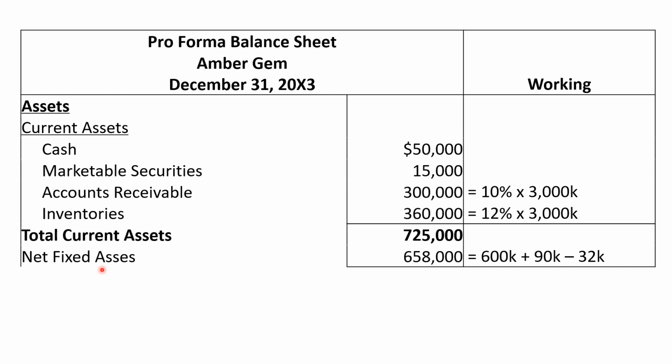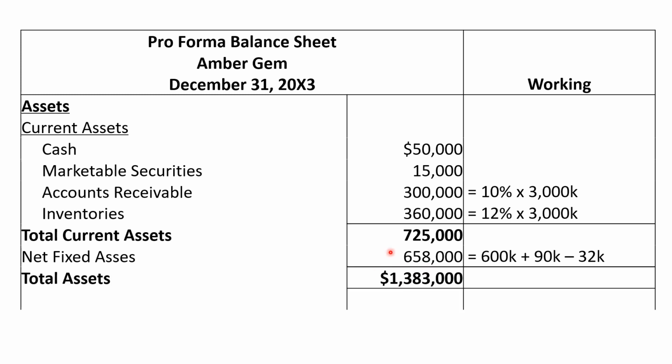The net fixed assets here will be 600k from the balance sheet at X2. Look at point number 5. You have a new machine that costs 90k, and you minus off the total depreciation for the year of 32k. So you get 658. Add up these two, you have a total of 1,383k. Any questions so far?